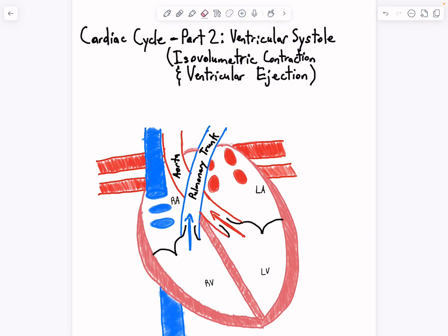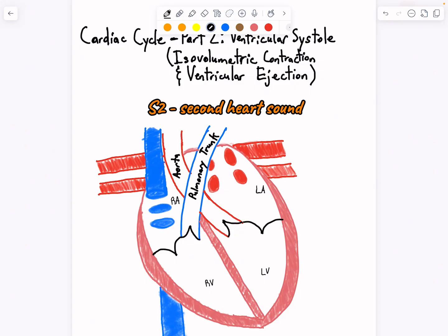Now we made it to the end of systole and the transition. As ventricular pressure falls below that in the arteries, the semilunar valves close. This produces the second heart sound, S2. This marks the end of systole. Next, the ventricles will relax, entering isovolumetric relaxation, which we'll explore in the following video.